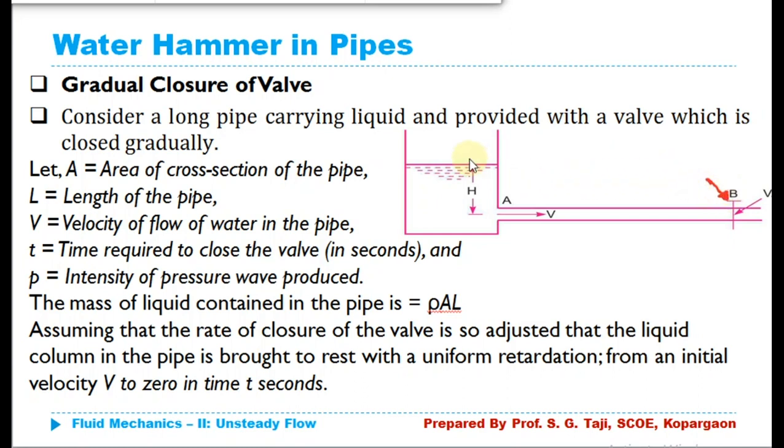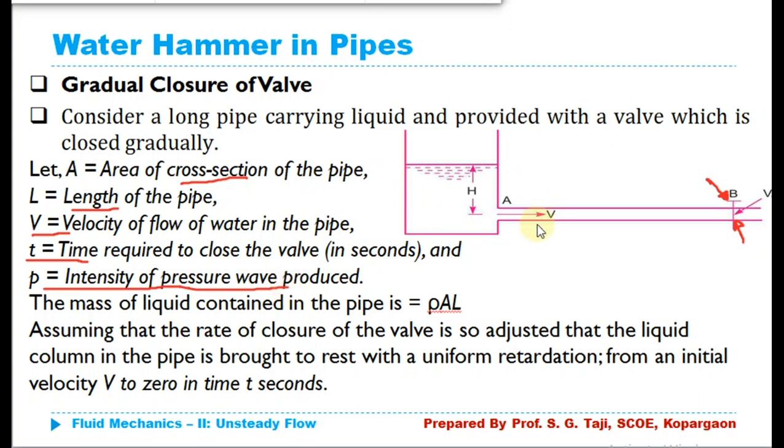So let us consider the same phenomena we have considered previously. A is the area of cross section of the pipe, L is the length of the pipe, V is the velocity of flow of water in the pipe, T is the time required to close the valve. Remember that T is how much time you have taken to close this valve, in seconds, and P is the intensity of the pressure wave which has been produced in the pipe due to the closure of the valve.